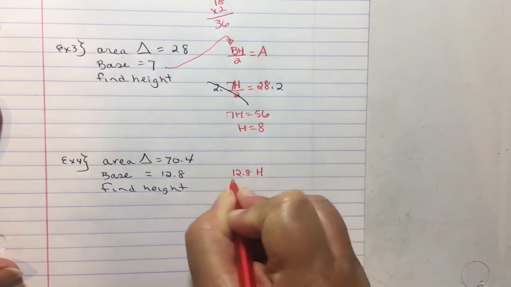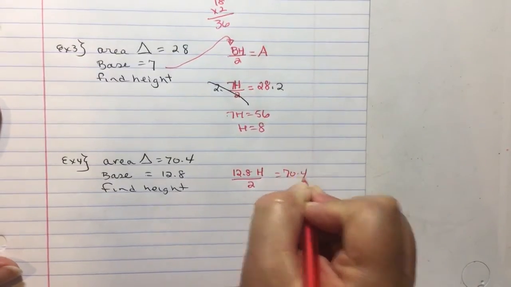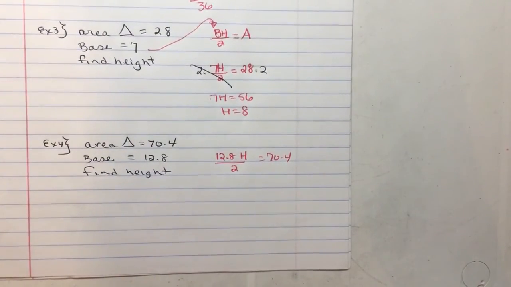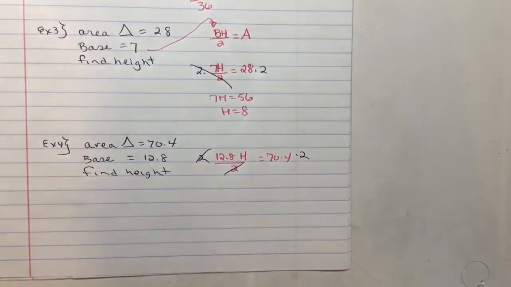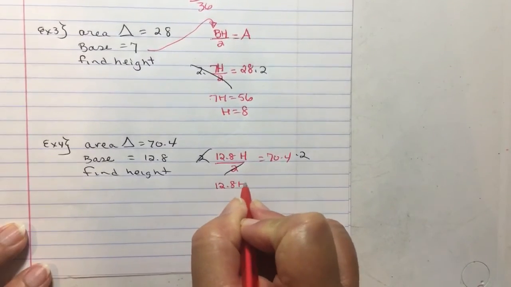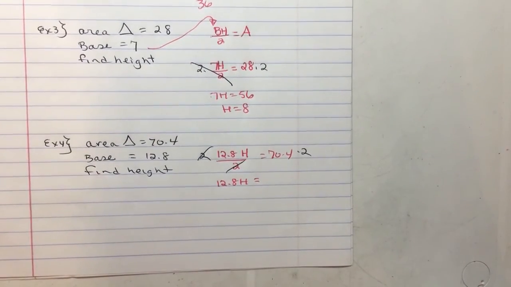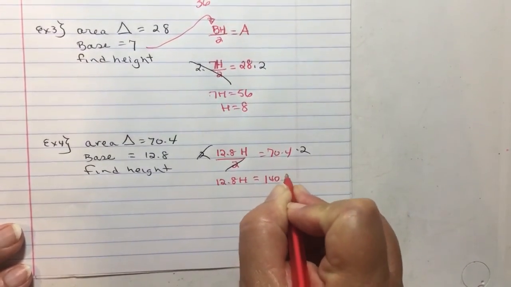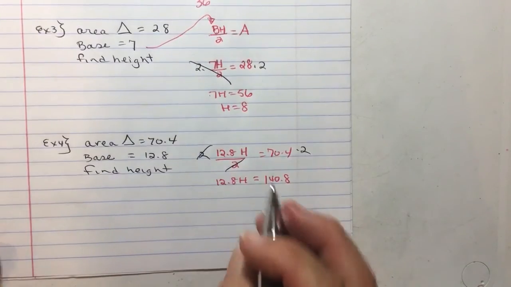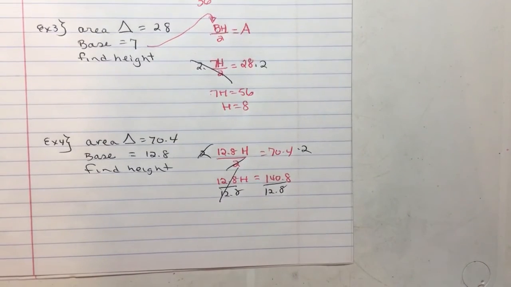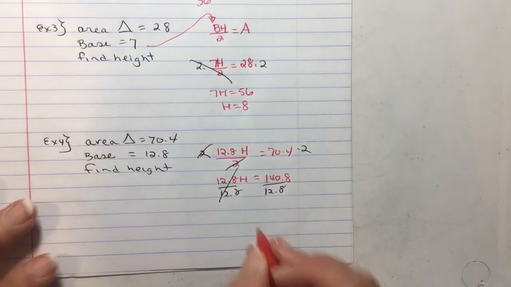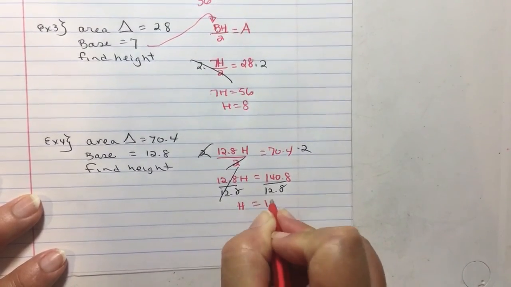Base times height divided by 2 equals the area. Multiply by 2. 12.8h equals 140.8. The opposite of multiplication is division. So divide by 12.8, and you see that the triangle has a height of 11.